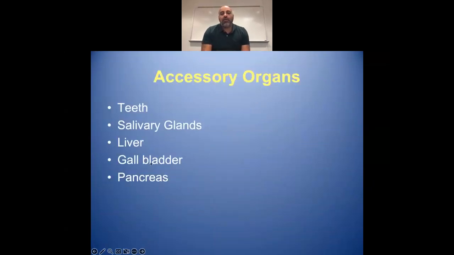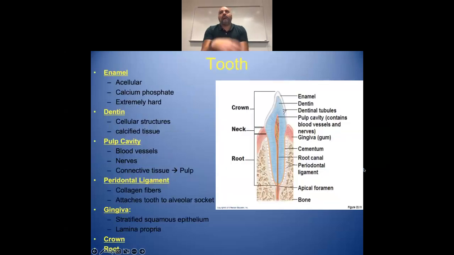Accessory organs. So these guys, teeth, salivary, liver, gallbladder, pancreas, they're involved in mechanically mashing the food, for example, supplying enzymes, but remember, food is not going through them.